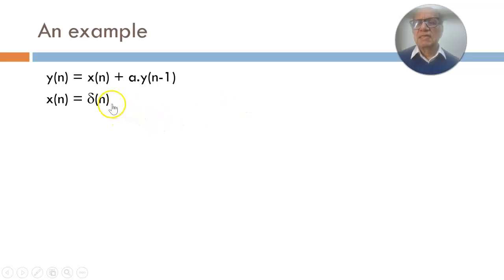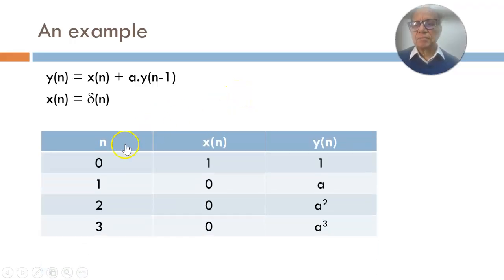Considering this, let us calculate the output for various values of n and put them in a table. Suppose n is equal to 0. Then this is x[0], which is delta[0], and as we know, the unit impulse at n equal to 0 has a value 1. At this point, let us assume the initial condition, y[-1], the initial condition for the output, is 0. If this is 0, then the output is x[n], which is 1, plus a times 0, which is 0, so the output is 1. Okay. Then next consider n equal to 1.